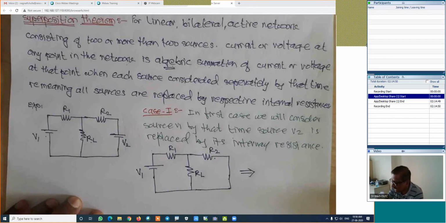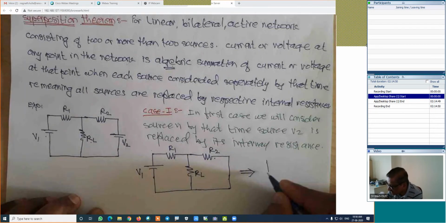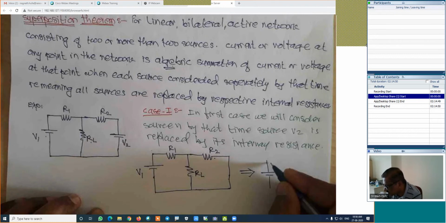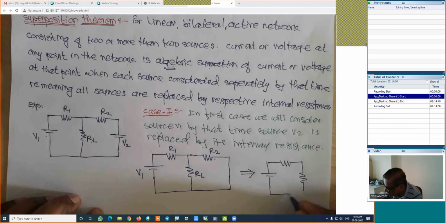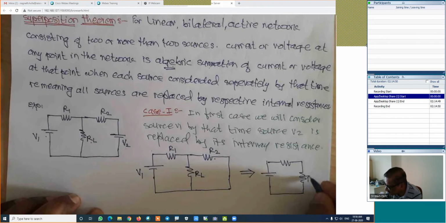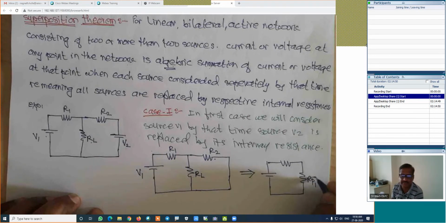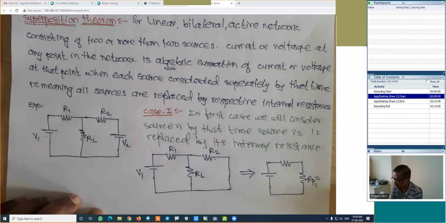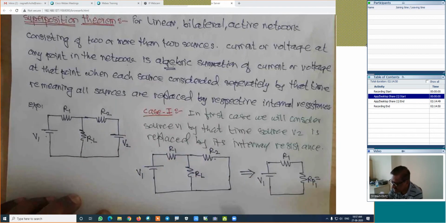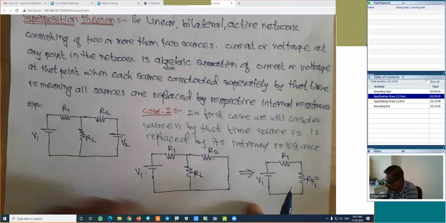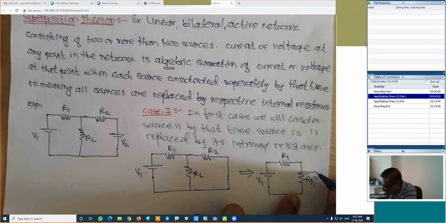In that case these two branches are in parallel combination. Is it right? How will be the next figure? Next figure will be something like this. Is it right? This is RP1 for first case, RP1 because we are discussing case 1. This resistance R1 is the same, this source V1 is the same. This is as it is, this is as it is. Its parallel combination is RP1, and what is the RP1? RL into R2 divided by RL plus R2 is its value.